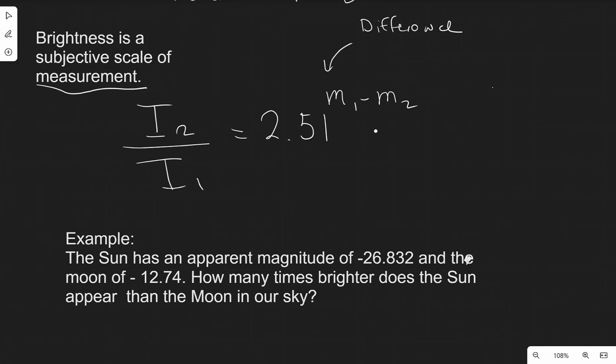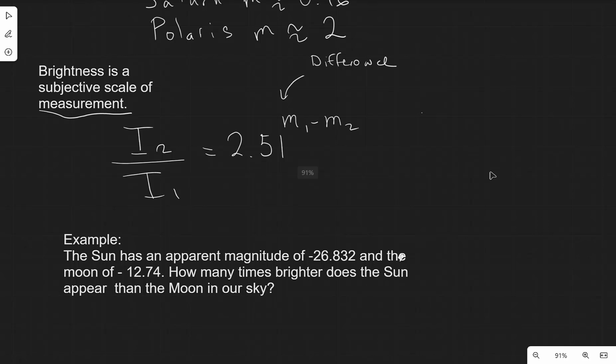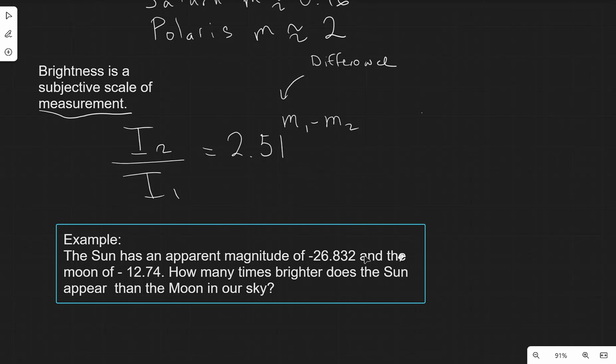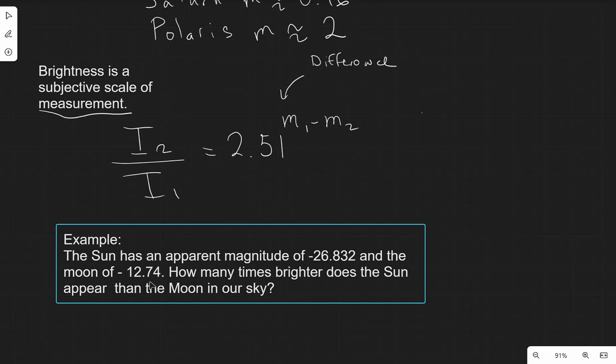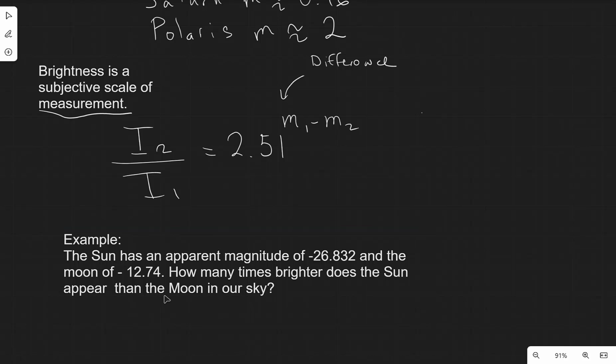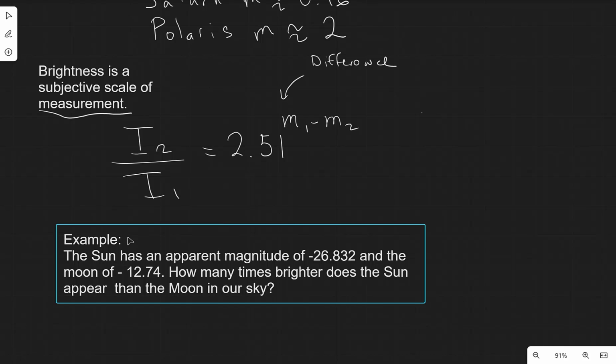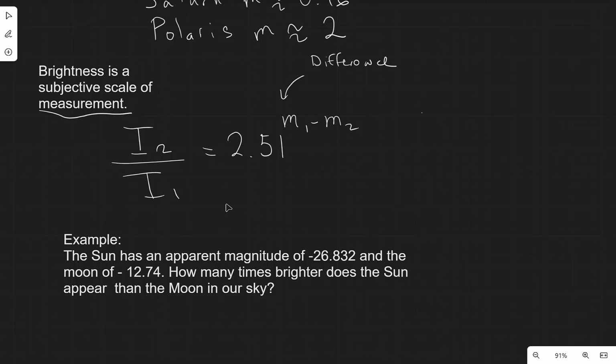We have the Sun, which has an apparent magnitude of minus 26.832, and then the Moon, which has an apparent magnitude of minus 12.74. How many times brighter does the Sun appear than the Moon in our sky? Well, because I'm going to be finding out how many times the Sun is brighter than the Moon, in this case, I'm just going to take the index 2 to relate to the Sun.